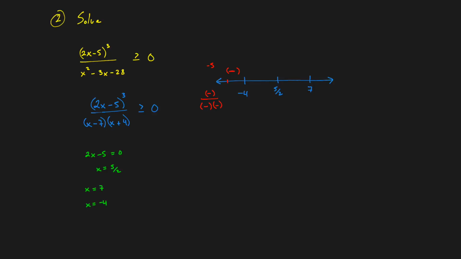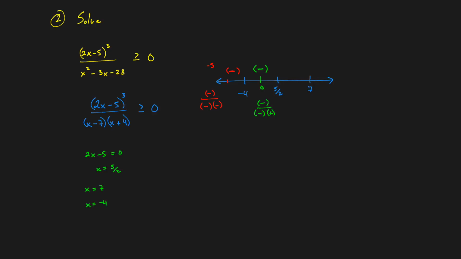Alright, next region. I'm going to pick a very easy one. I love picking 0 when I can. It's just such an easy one to work with. So let's use 0. You are going to have the numerator, by the way, it's not going to be 0. You're going to have 2 times 0. Yes, that becomes 0, but it's still negative 5 cubed, so it's going to be negative. And then we have the bottom. We're going to have a negative number here for 0 minus 7 and a positive number here for 0 plus 4. So we're going to get, in this region, a negative region.